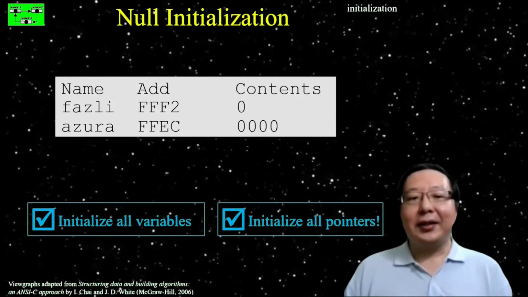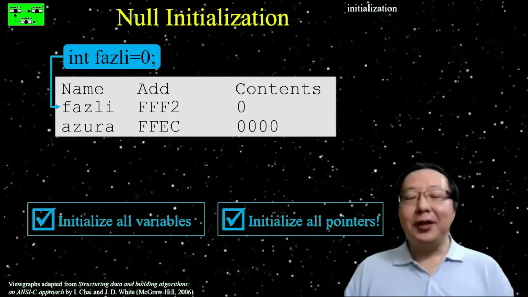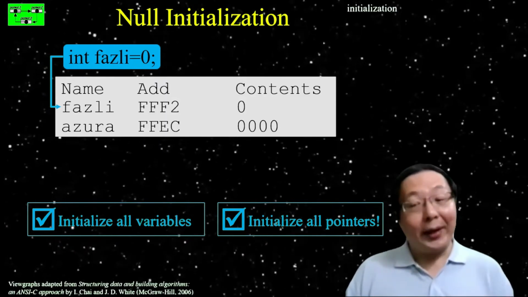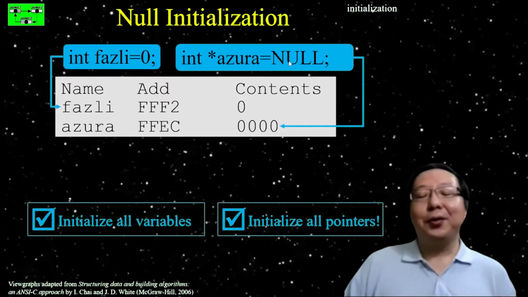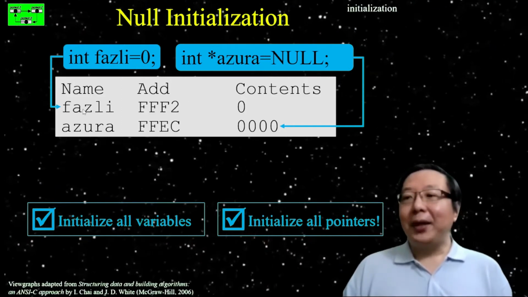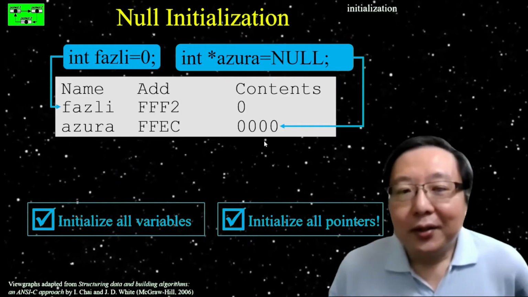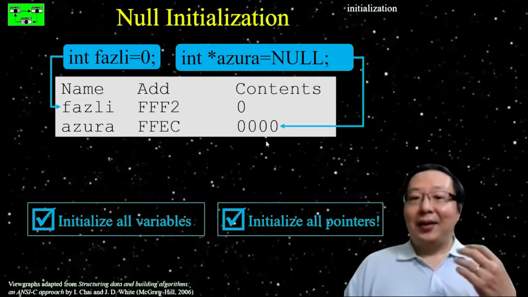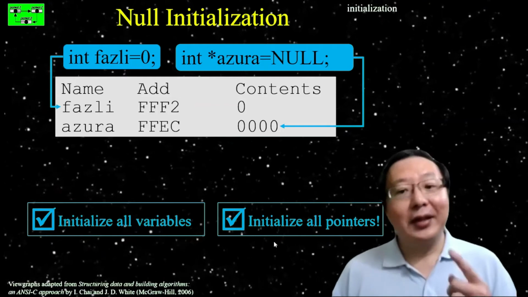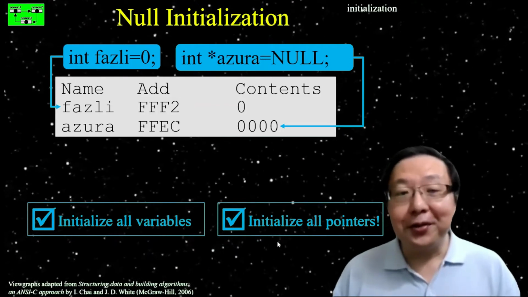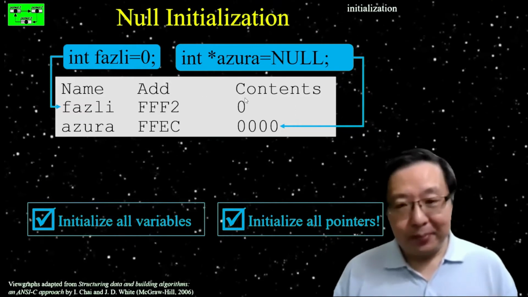There's also null initializations. It is important to initialize all your variables before using them. So one way is to just initialize them when you declare, to null. So int Fazli equals 0, int star Azura equals null. So this would make Fazli already have the value 0, and it would make Azura already have the value null. Remember, null is just 0 for pointers. So, very important, initialize all your variables, initialize all your pointers before you use them. So one way to make sure of that is just when you declare, initialize. So some people take this practice.